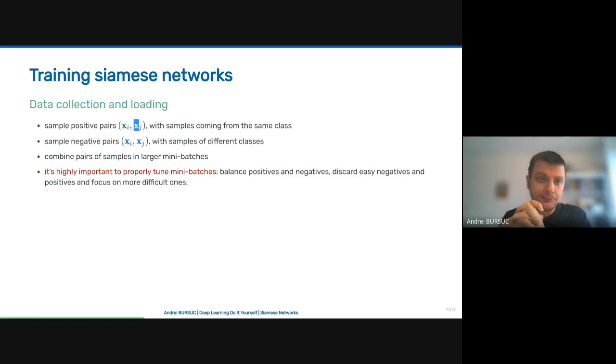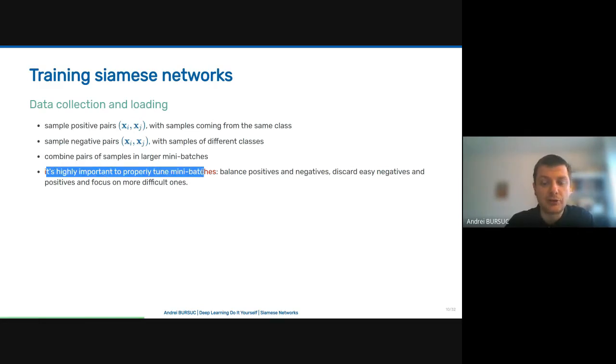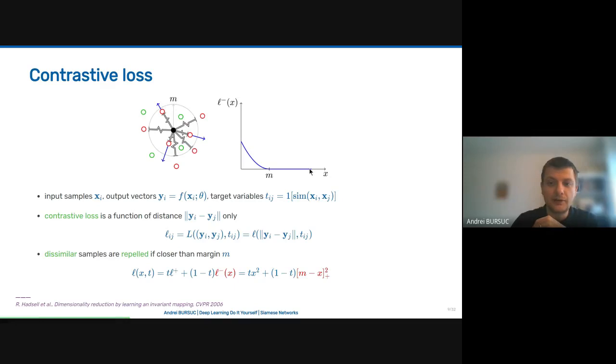An important thing in training Siamese networks is to properly tune these mini batches. So this is a key point in training Siamese networks, because we have to be careful in how to balance the positives and the negatives, and especially to make sure that we don't have too many easy negatives or easy positives, which will not bring any information. So the easy negatives are the ones that are here in this realm, so they don't bring anything. My interest is not to have many of those, because I don't learn anything from there. I don't have the gradient because my loss is 0 here.